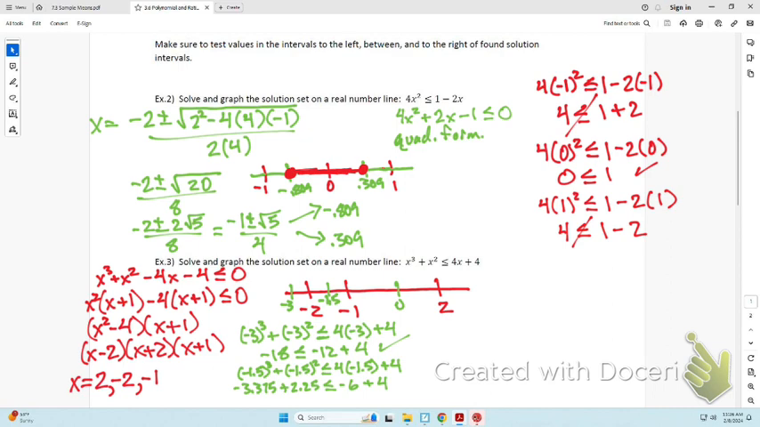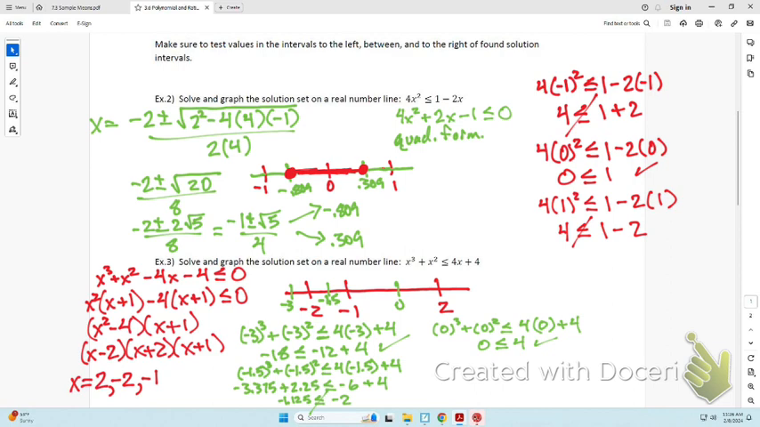On the left, we have negative 1.125, smaller than negative 2? No. Let's plug in 0. That one will be very easy. And I think 4 is bigger than 0.